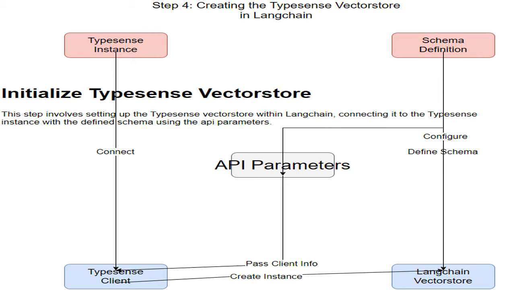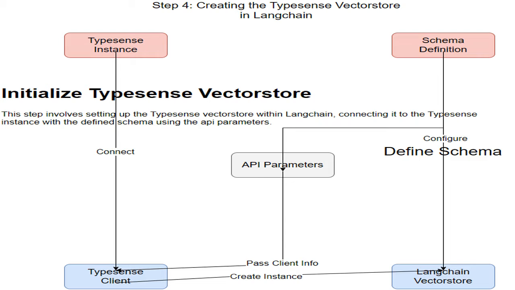API parameters are the credentials. These parameters enable secure communication with the Typesense instance. API key, host, port, and protocol are part of it. Handle them with care. Establishing a connection is the initial step. It requires the host, port, and protocol to link with the Typesense server. It's like plugging in your device.